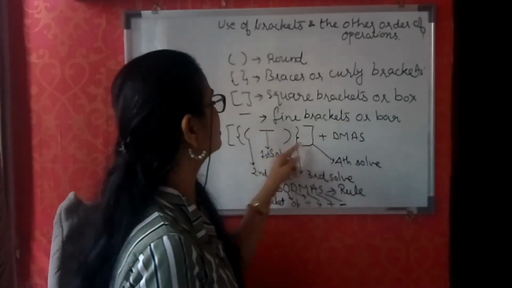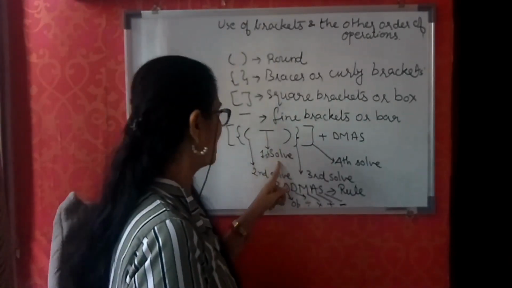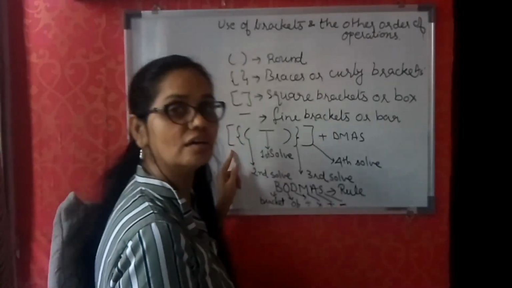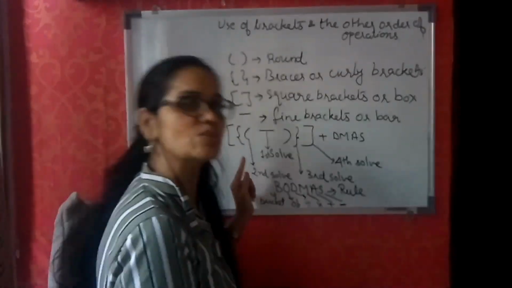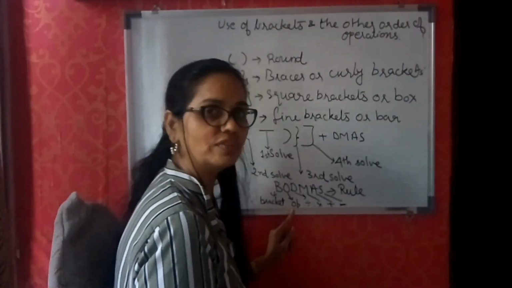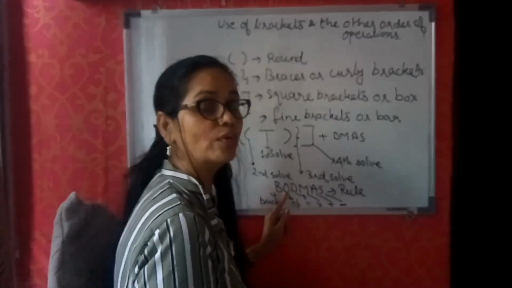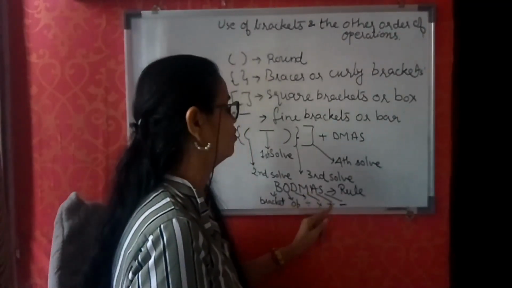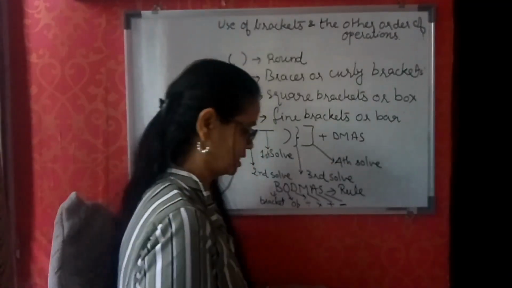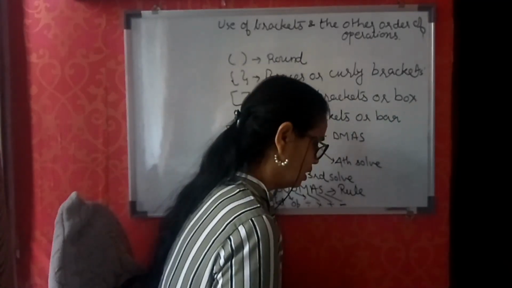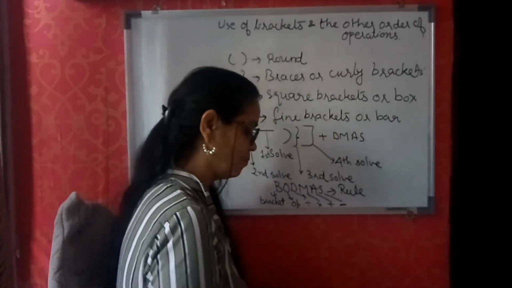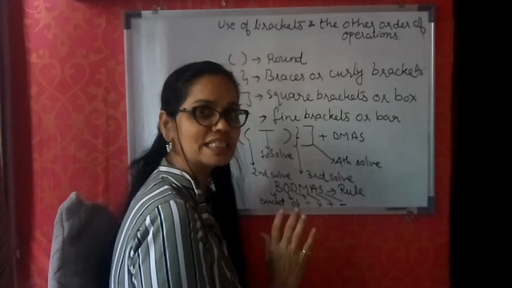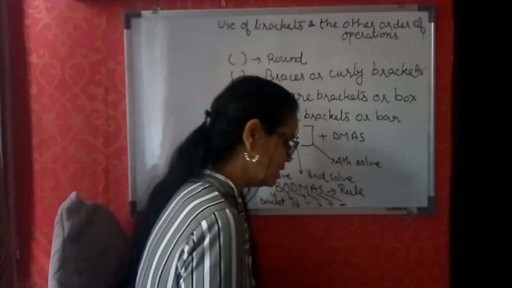Before bracket, in the brackets, which bracket will you solve first? Bar bracket, second round bracket, third curly bracket and fourth square bracket. O means of, then you put a multiplication sign, then D means division, M means multiplication, A for addition, S for subtraction. Now, the use of brackets is a way of making the order of operations. This way only we can solve a simplification sum systematically.